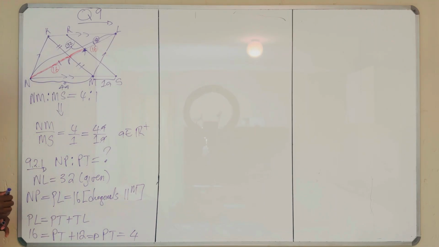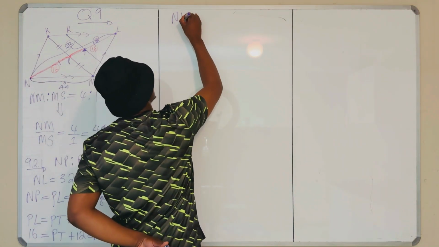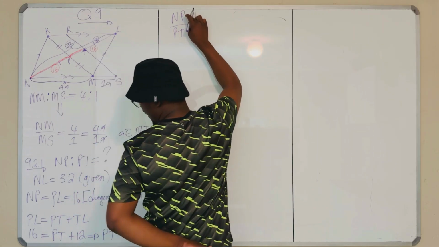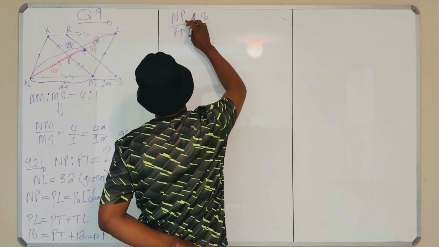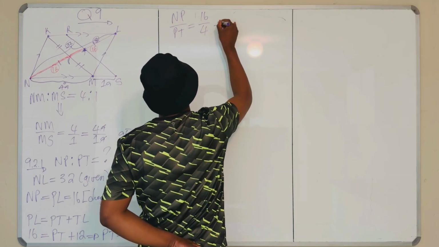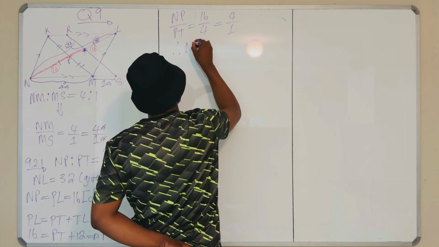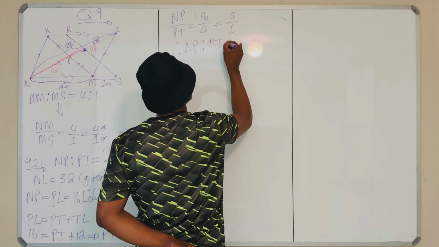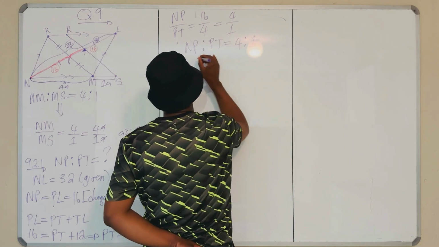So if you want the ratio of NP to PT, NP over PT is equal to the length of NP, which is 16, over PT. What is the length of PT? PT is equal to 4. So this is equal to 4 over 1. Therefore, the ratio of NP to PT is 4 is to 1. This is your ratio.